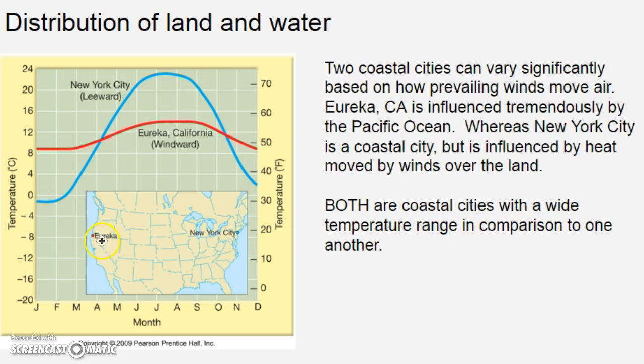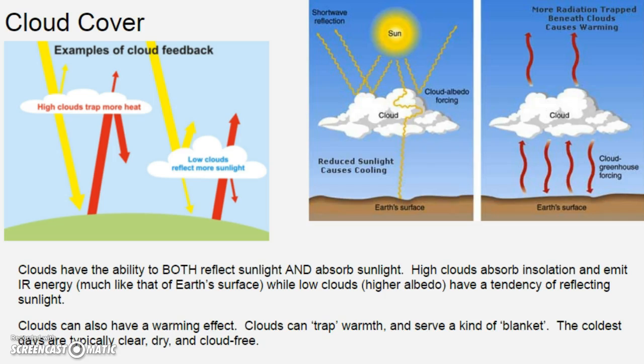Eureka is going to have a much more stable temperature differential, right? And New York City is going to be more influenced by the land, right? Remember, specific heat. Specific heat of water is going to be much more stable. Specific heat of land is going to be much more unstable. And that's what we're looking at here, and that's what the graph is showing us.